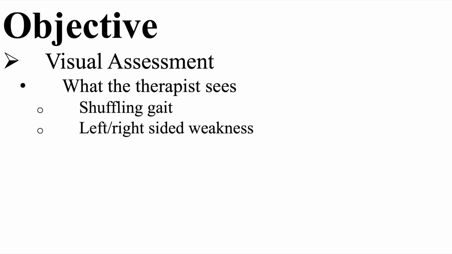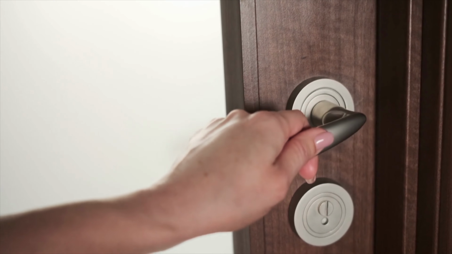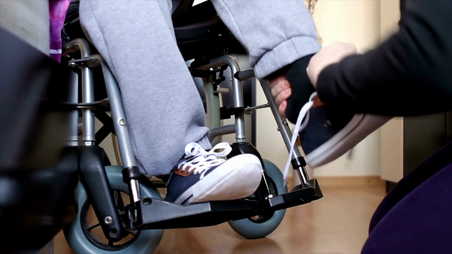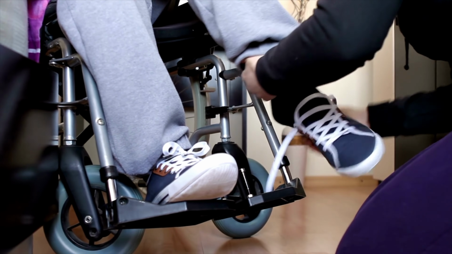For example, if the client has a shuffling gait or left or right-sided weakness, or they may come in for their treatment with a walker or a cane, this is information we would want to document in the objective portion of our SOAP notes, especially if the client needed any assistance such as opening the door for them, helping them on and off the treatment table, or assisting the client with dressing before and after the massage therapy treatment.